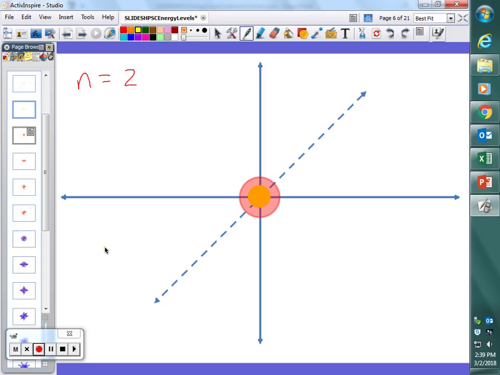Here, we said this is a new principal quantum number. It's a little bit farther out from the nucleus than the first one. But what shape is this orbital? It's spherical. And all spherical orbitals get an angular momentum quantum number equal to 0.